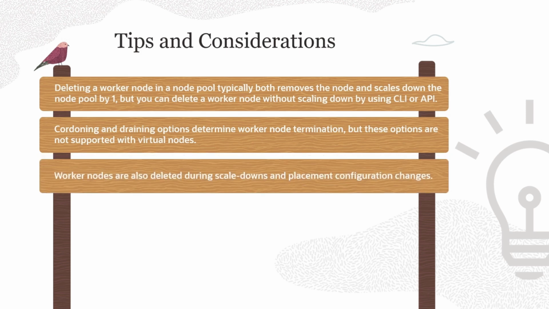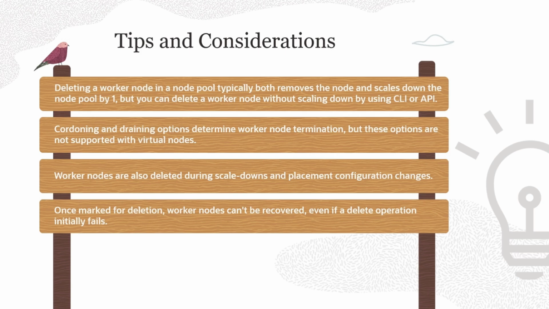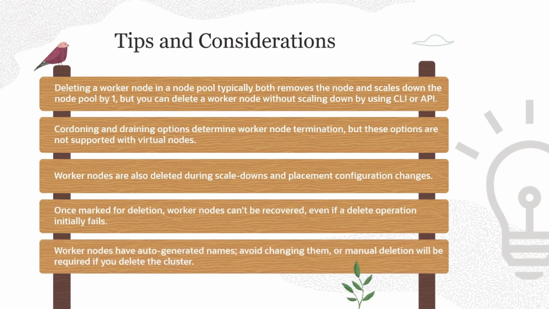Worker nodes are also deleted during scale downs and changes to placement configurations. Once marked for deletion, worker nodes cannot be recovered, even if the initial delete operation fails. The next update node pool operation attempts to terminate the node again. Worker nodes have auto-generated names. Avoid changing them to prevent manual deletion requirements if you delete the cluster. Remember, you can delete worker nodes using the console, the CLI, and the API.